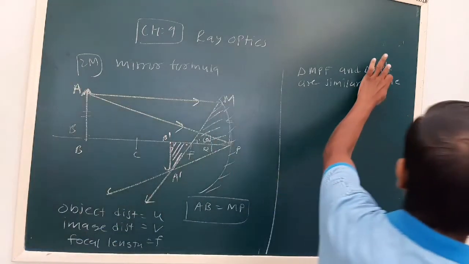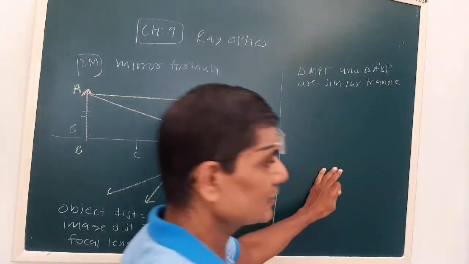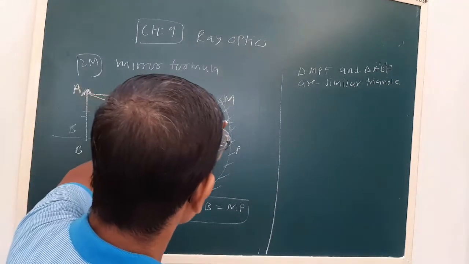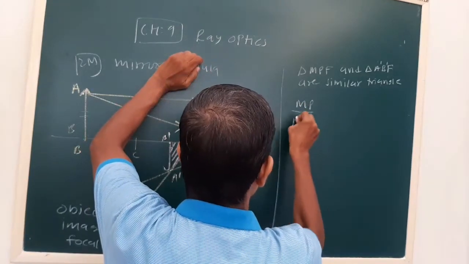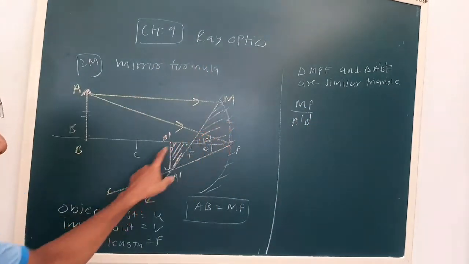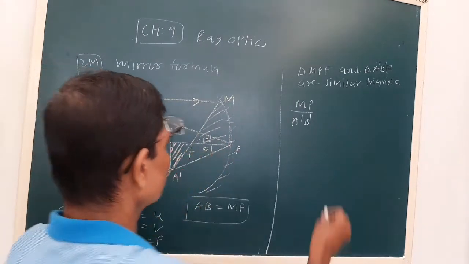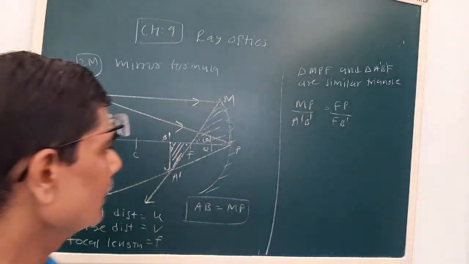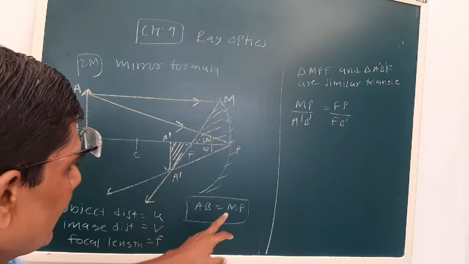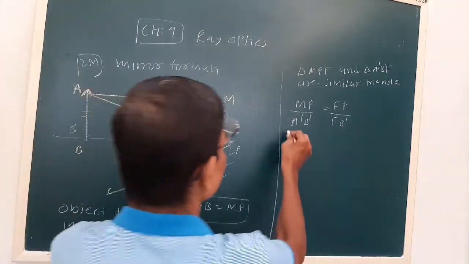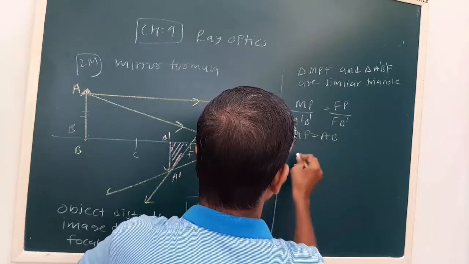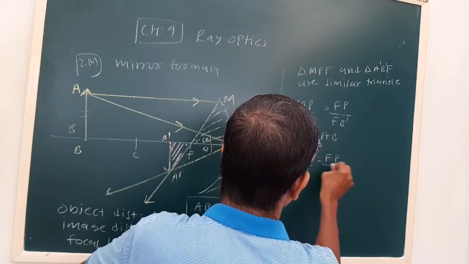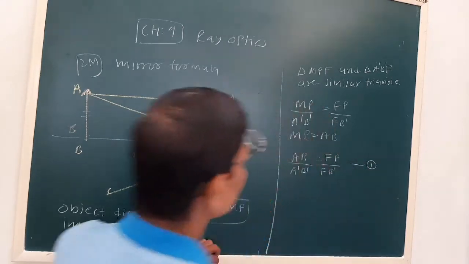Now we know that the triangles are similar, so the sides are in proportion or in the ratio. In that case, we can say MP upon A'B' is FP upon FB'. Now MP is equal to AB, that we have seen just now. So we can write AB upon A'B' is equal to FP upon FB'. Let us say this is equation number 1.